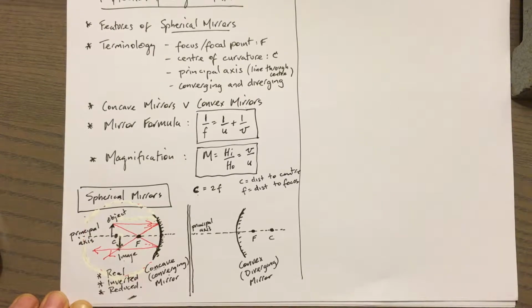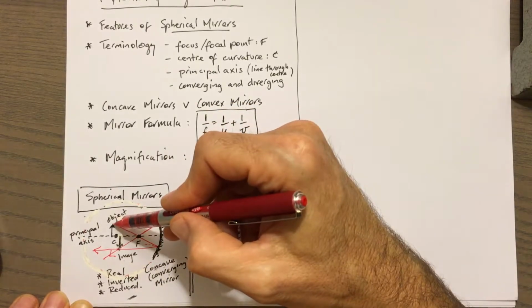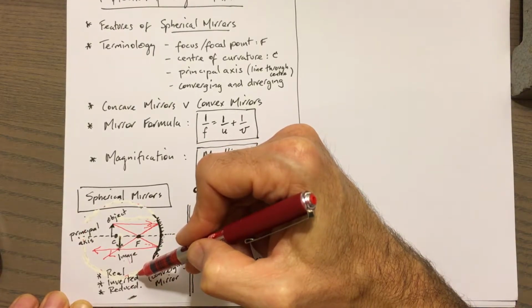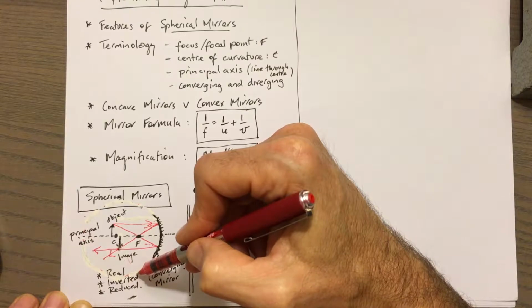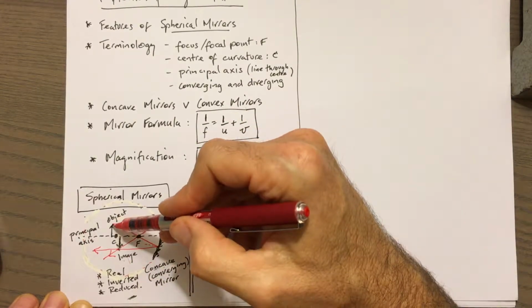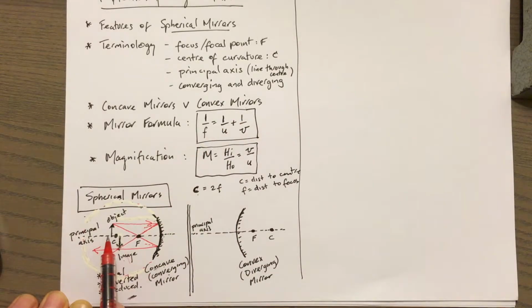We could do a third ray. I don't tend to do the third ray, but you could, and that third ray would be coming from the top of the object through the center of curvature, hitting where the mirror is, pretend it's there, and then reflecting back through the center of curvature. If a ray runs along the principal axis through the center of curvature, when it hits the mirror, it's hitting in line with the normal line. So it will reflect back along that line. That should make sense.